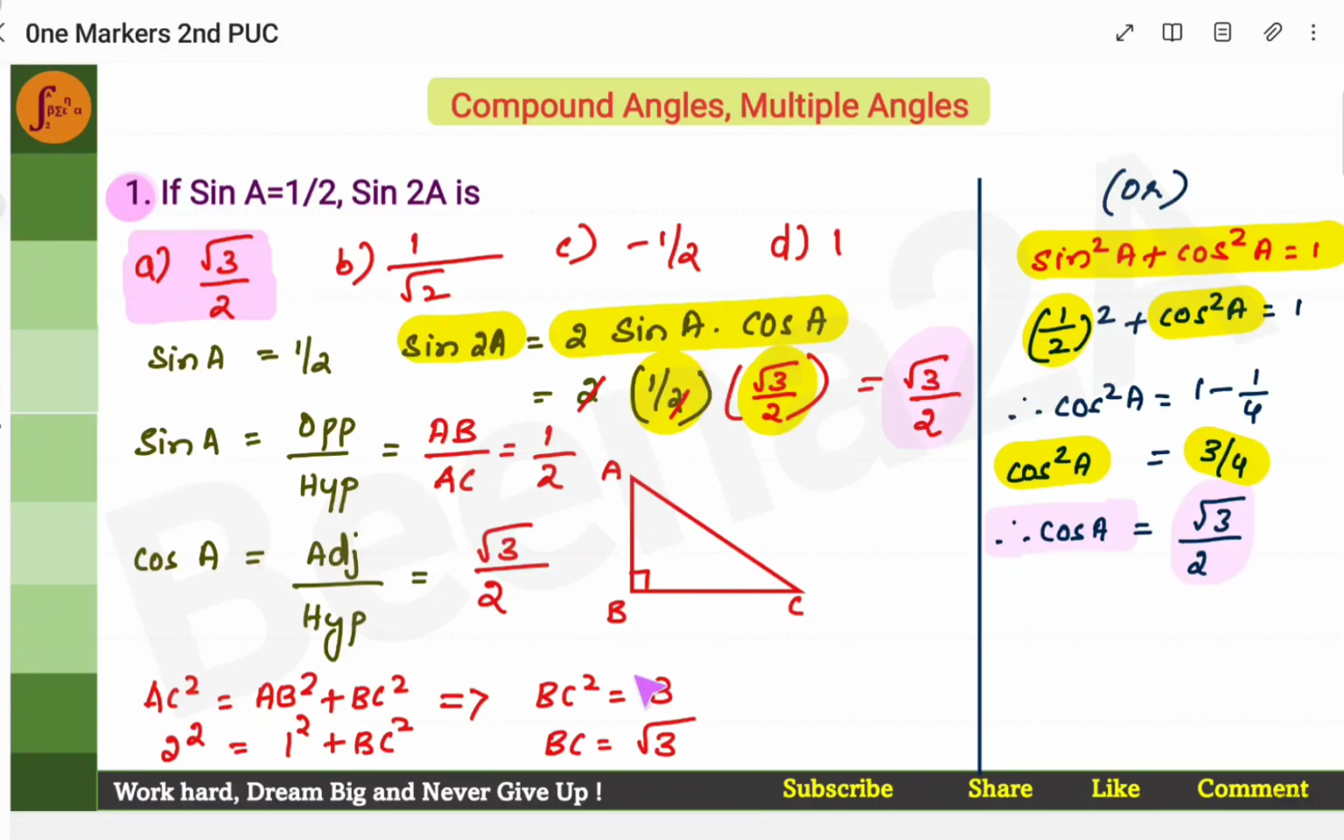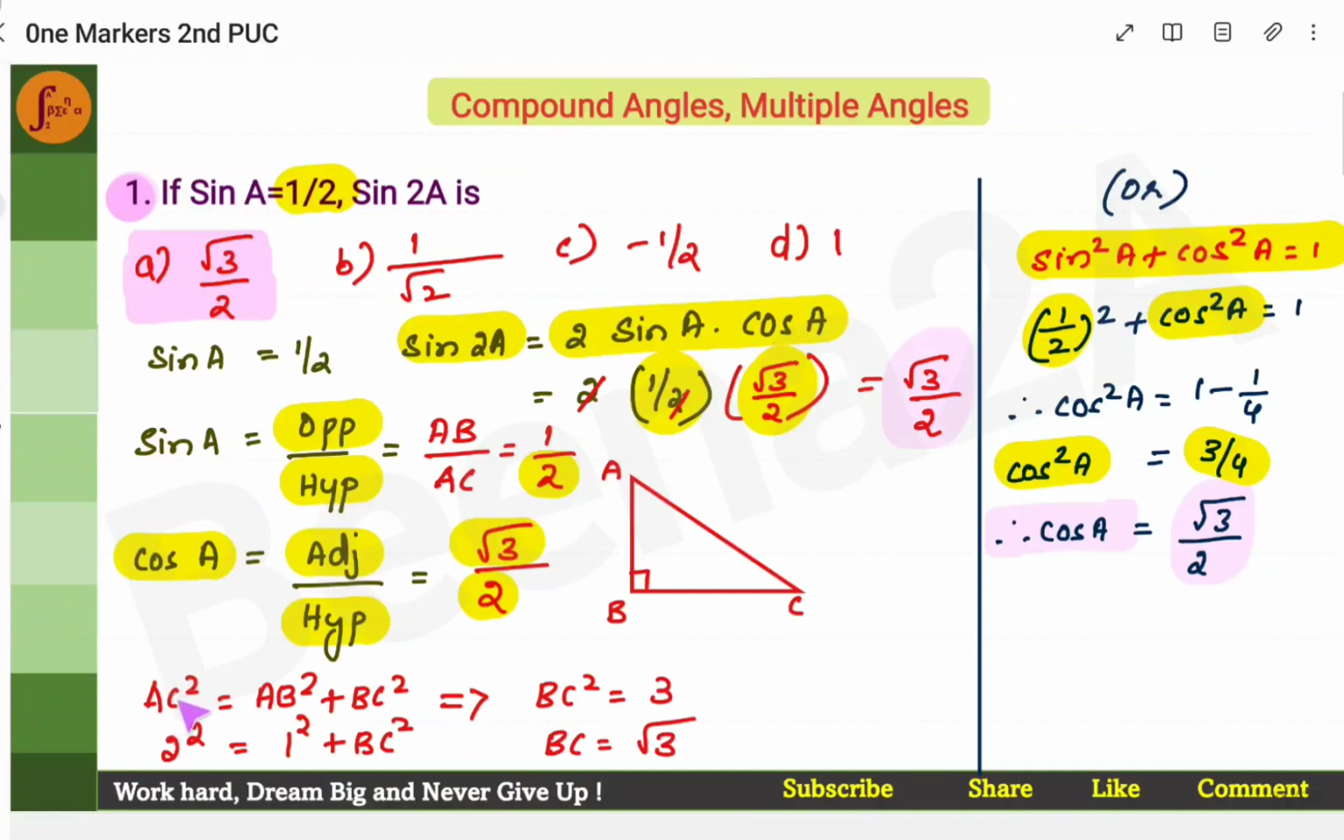There is an alternate approach also, right? You can take a right angle triangle. Sin A is half. What is the formula for sin A? Opposite by hypotenuse, right? Now that is given as half here. That means opposite side is 1, hypotenuse is 2, 1 by 2. What is the formula for cos A? It is adjacent side by hypotenuse. You know the value for hypotenuse, 2. Put 2 here. You don't know what is the value for adjacent side.